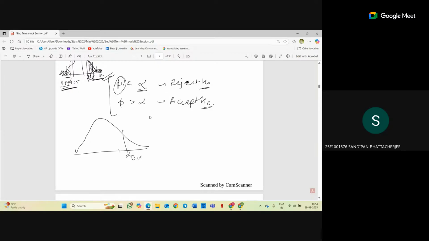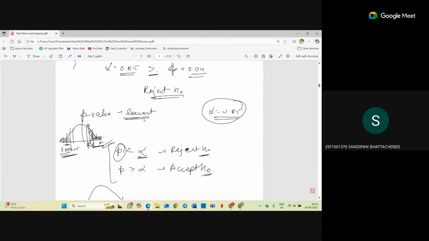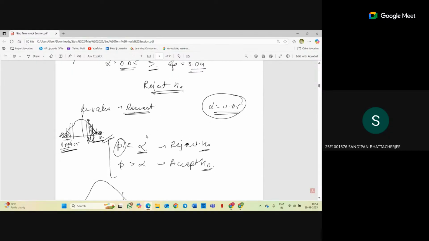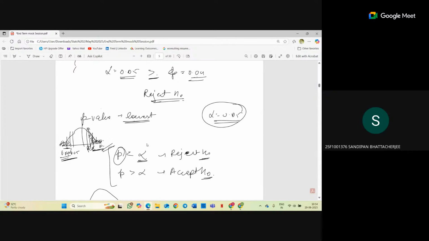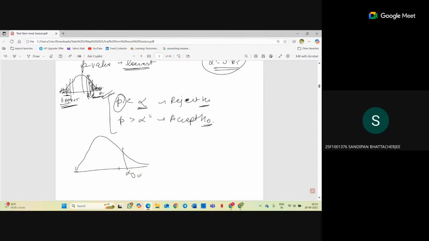Since it's a continuous distribution, when you talk about probability, it always turns out that it's the area that you are computing. So P is essentially the area that you're computing here, and alpha is also an area as well.